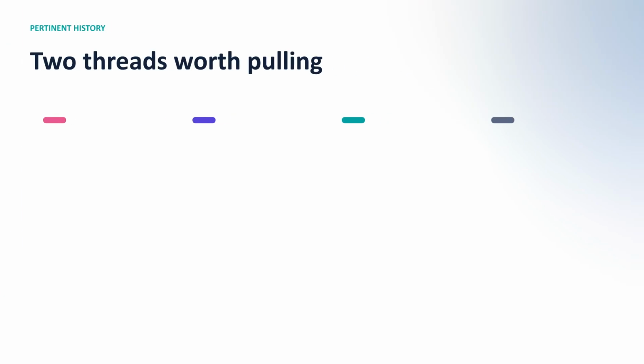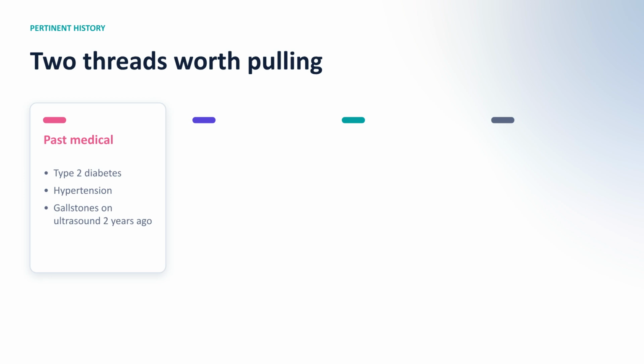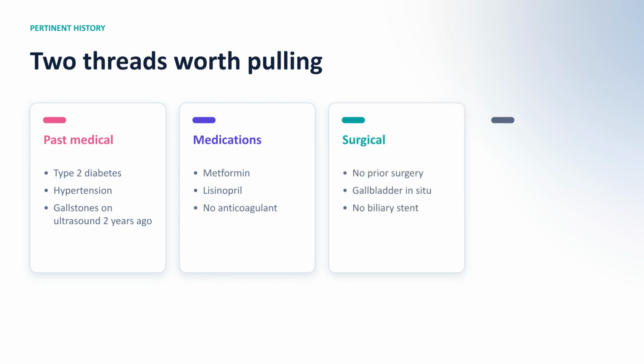The relevant history is short, but it matters. He has type 2 diabetes and high blood pressure. He takes metformin and lisinopril and no anticoagulant. An ultrasound 2 years ago showed gallstones. He never had enough symptoms to justify surgery, so the gallbladder is still in place. He has had no biliary procedures, no stents, and no previous abdominal surgery. He drinks no alcohol and has not traveled.